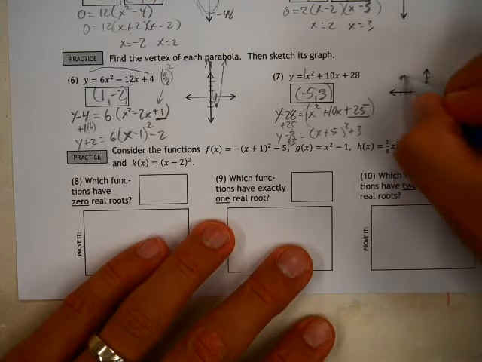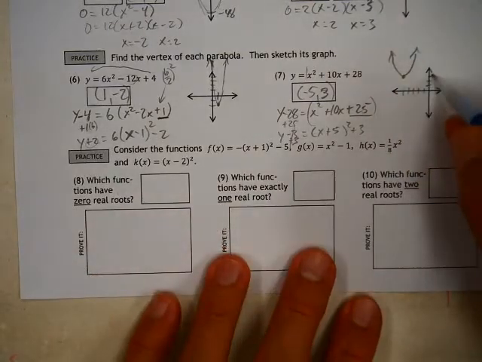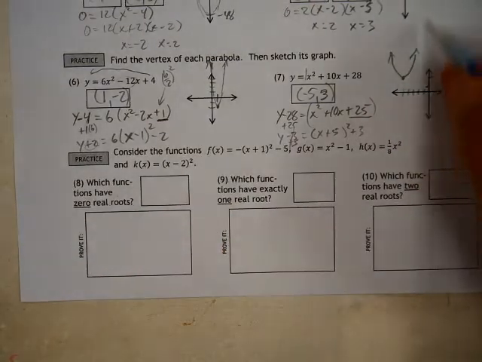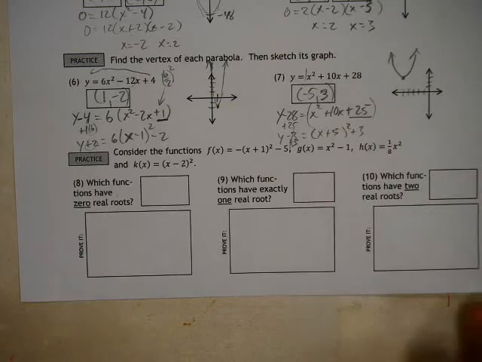Negative 5, positive 3, and it opens upward. So you can see it's going up a ways. If that was only 3 and this is way over here, it's not going to hit the y-axis until 28. So we don't necessarily have to worry about the y-axis or the intercept every time.